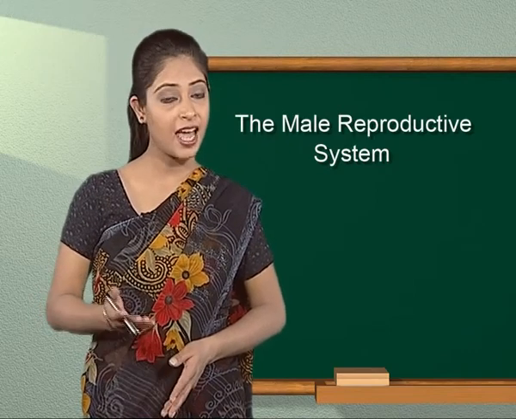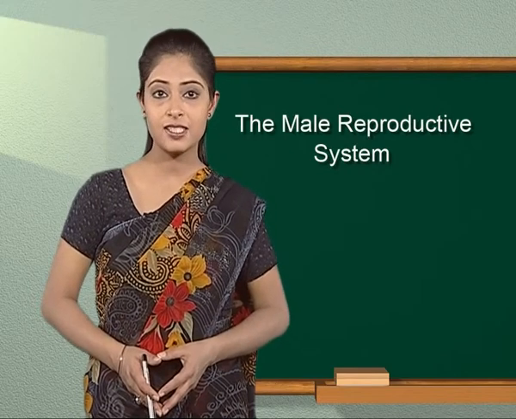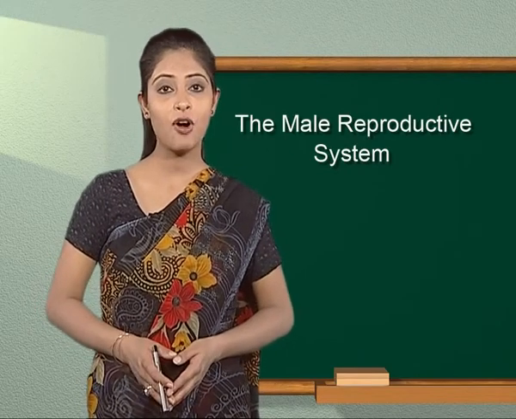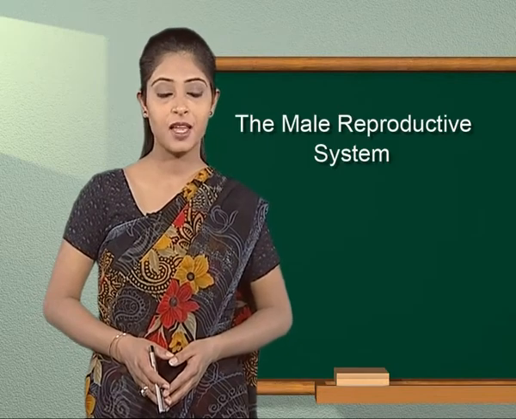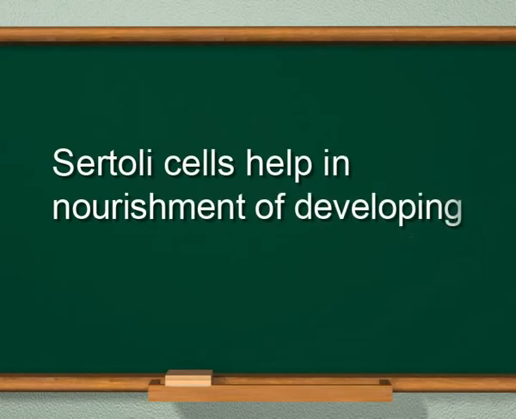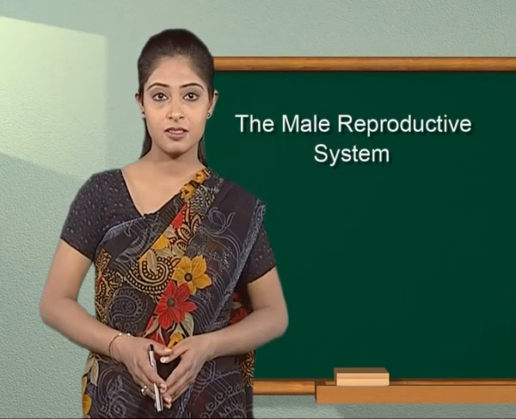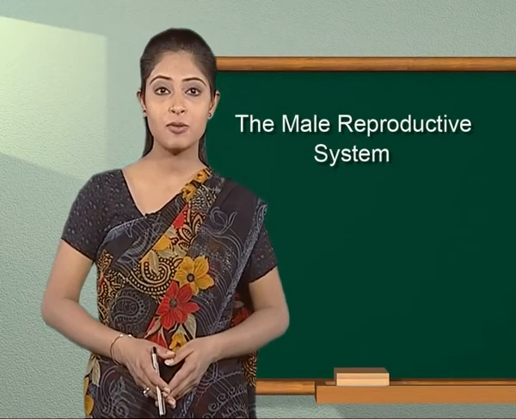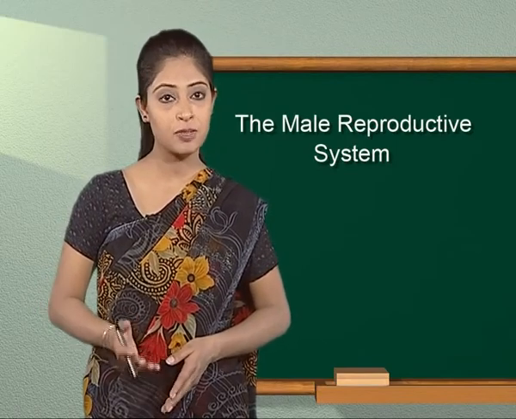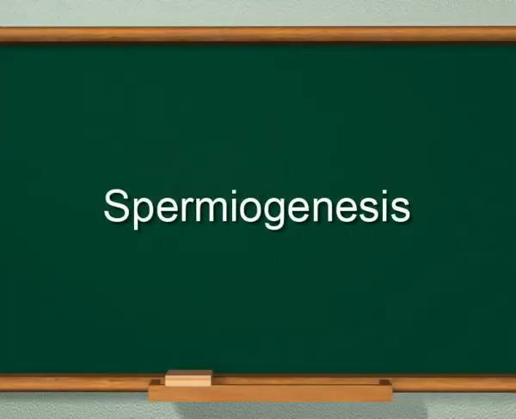Listen carefully and answer the following questions. The first question is, what is the function of Sertoli cells? Answer. Sertoli cells help in nourishment of developing sperms. The next question is, what is spermatogenesis? Answer. The process of transformation of spermatids into spermatozoa is known as spermatogenesis.